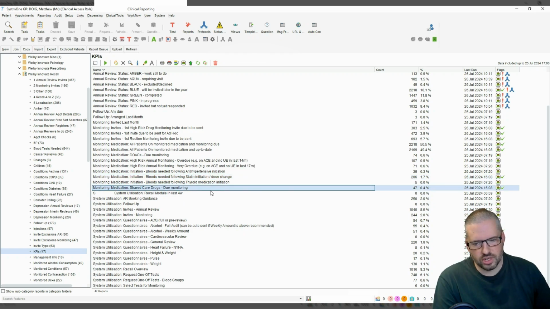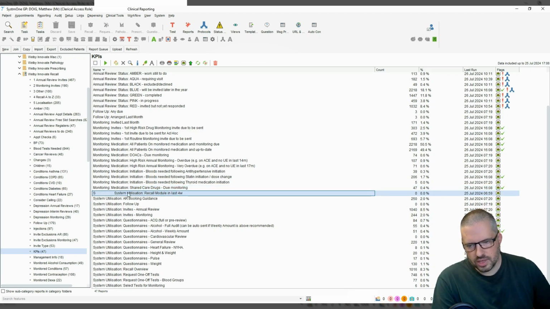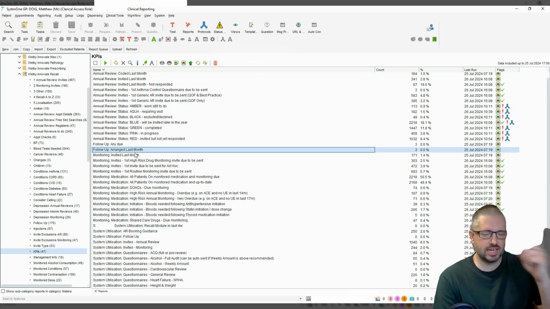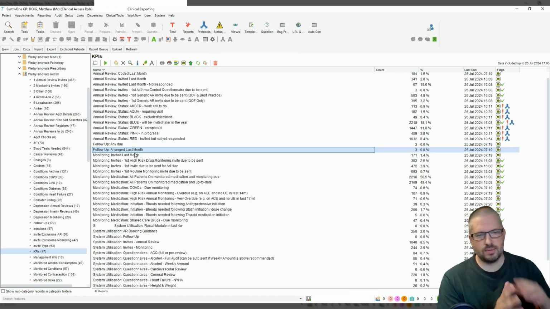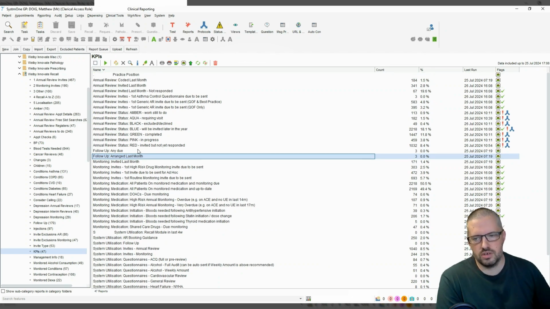And perhaps the highest ones of concern would be the shared care drugs. Again, these patients may well have had multiple invites. They might be getting the right interventions they need, but it's just a snapshot, really, of where you're at. Then system utilization is looking at the last 4 weeks. So this section where it says last month, we mean last calendar month. And that's partly so that if you want to export this data, drop it into Excel, keep it as a snapshot and track your progress, you can do that.